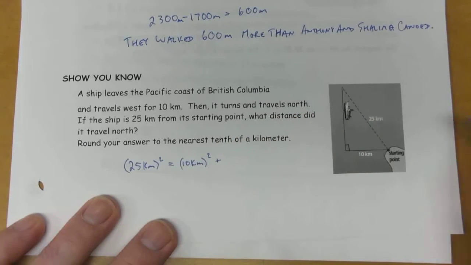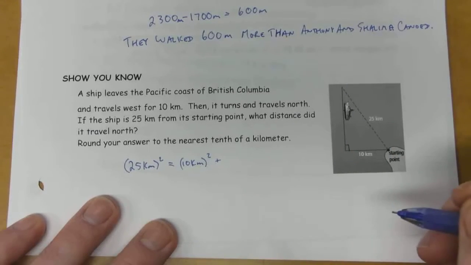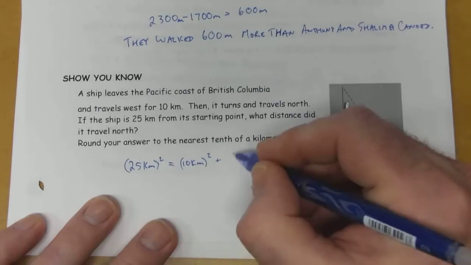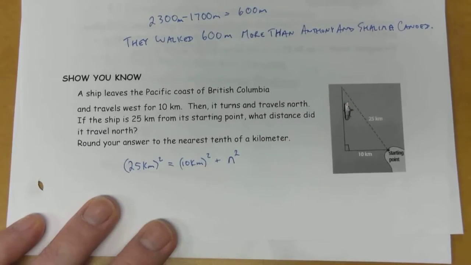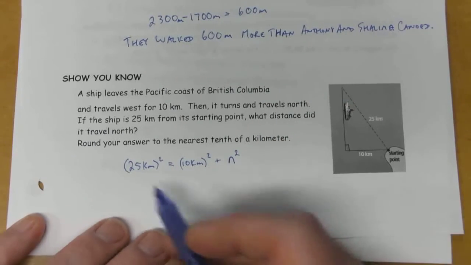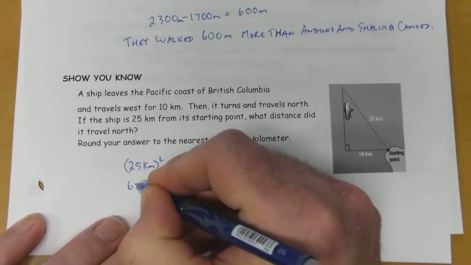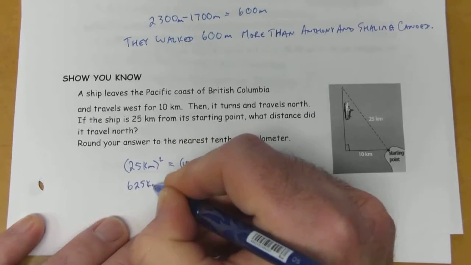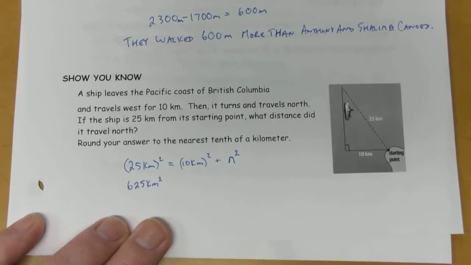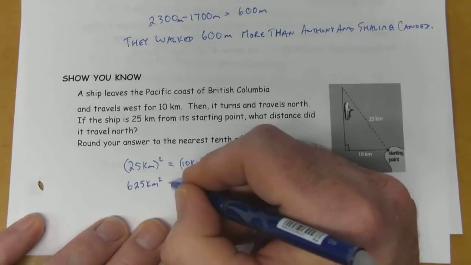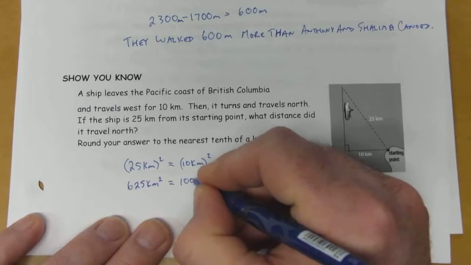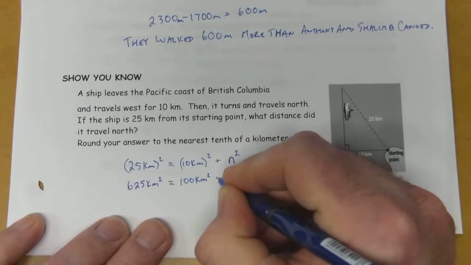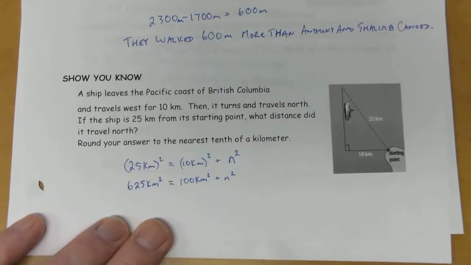And we don't have a distance here. That's what we're trying to calculate. They're heading north, so I'm going to use the letter n and say n squared. So 25 squared is 625. So it becomes 625 kilometers squared equals 10 squared is 100. So it's 100 kilometers squared plus n squared.